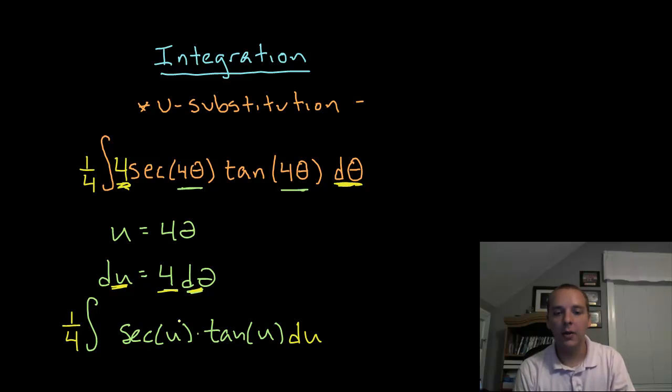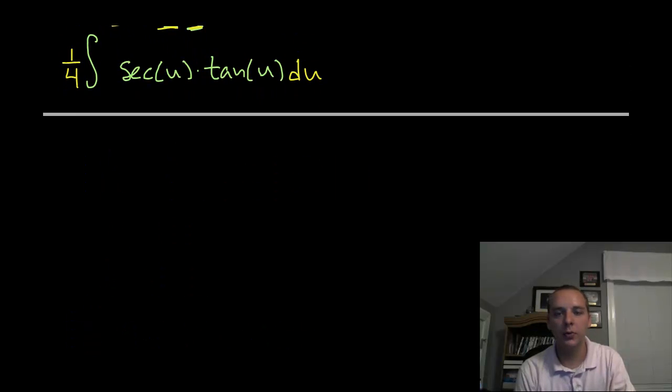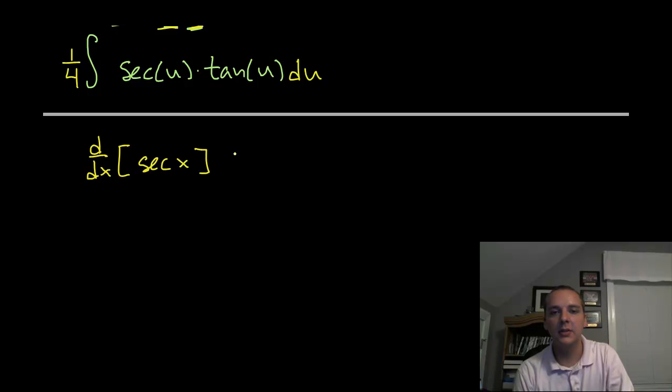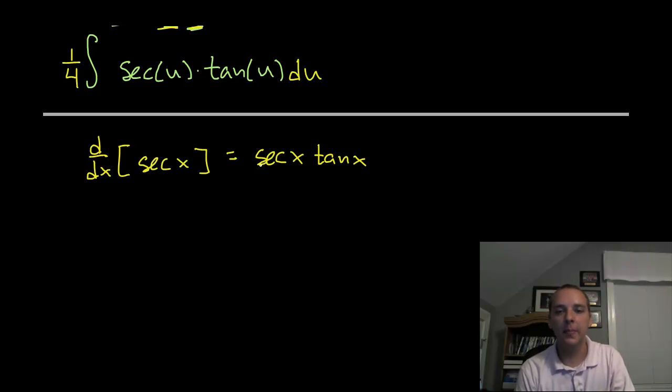That looks better, but even this is not immediately obvious unless we know our derivative rules really well. And one of the derivative rules in dealing with trig functions that I know very well is that the derivative of secant x was secant x tangent x. That's a trig derivative that we're very familiar with. So it only stands to reason then that the integral of secant tangent would give you secant. In other words, the antiderivative of secant x tan x, or secant u tan u, or whatever you call it, would be secant of x or secant of u, or what have you.